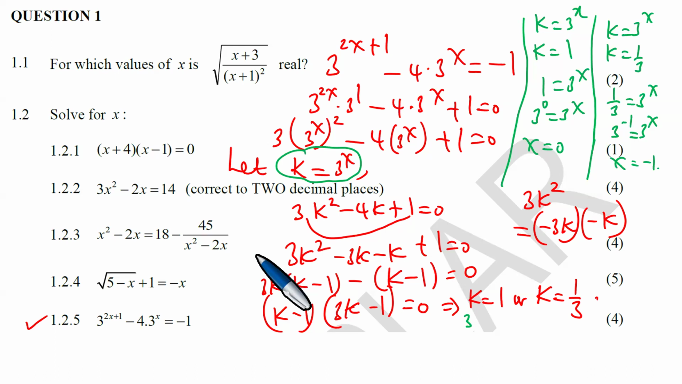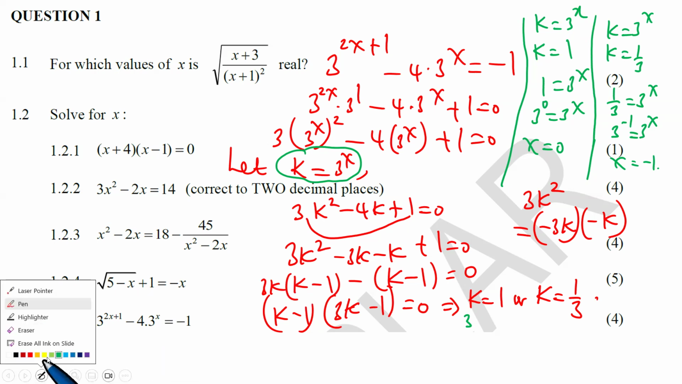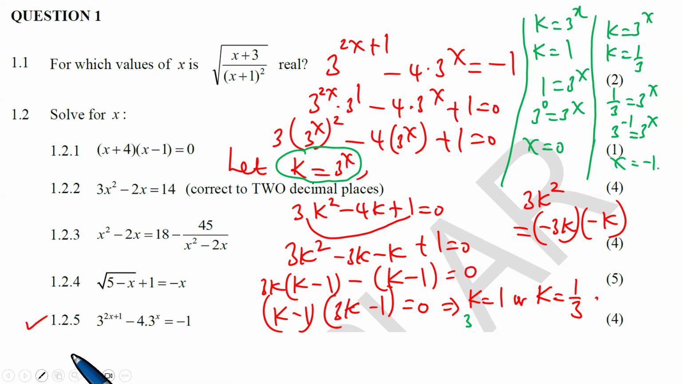So what are the answers to this question? There are two values of x to this question. They are x equals 0 together with x equals minus 1. There are two values of x to this particular problem. We have solved for x here step by step, and we are done. We proceed to solve the next problem as follows.